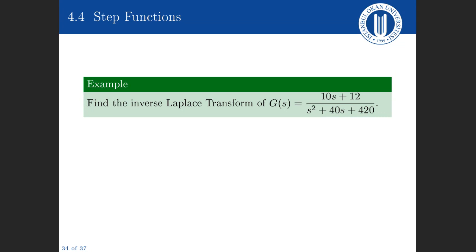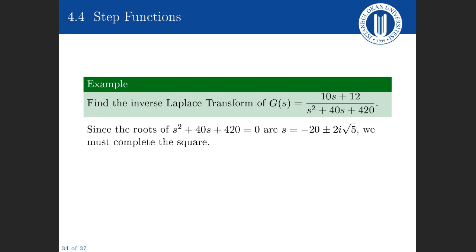Final example, I think, of today's lesson. Find the inverse Laplace transform of 10s plus 12 divided by s squared plus 40s plus 420. First thing we do is we look at the roots of the denominator. And I can tell you that the roots of the denominator are minus 20 plus or minus 2i root 5. These are complex numbers, so we're not going to be using partial fractions. Instead, we're going to be completing the square and then using one of the shifting formulas.